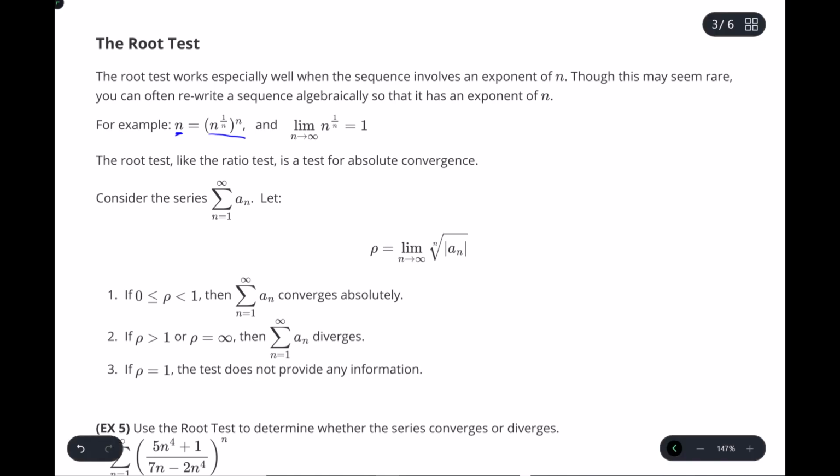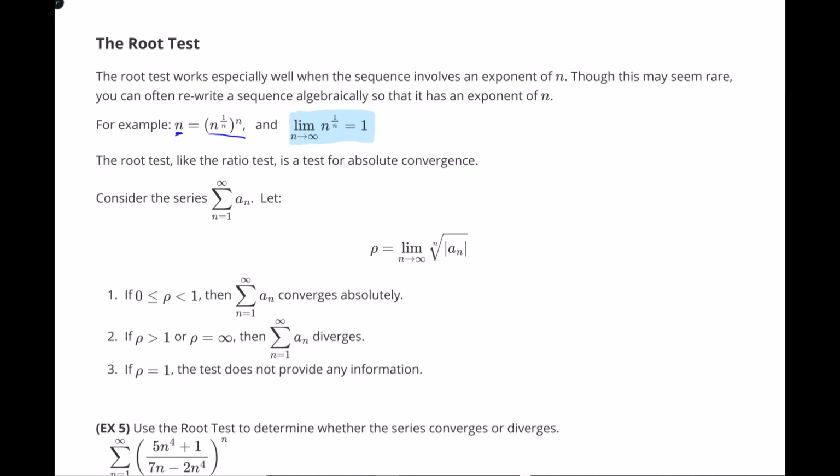And then, one thing that's nice to know is this limit right here. It's the limit as n goes to infinity of n to the 1 over n equals 1. And you can prove that pretty easily just by using a table.